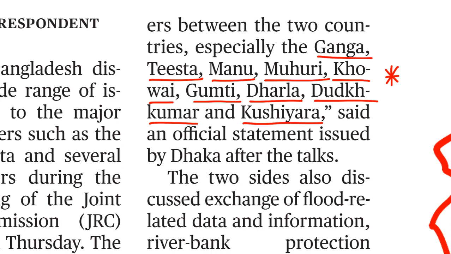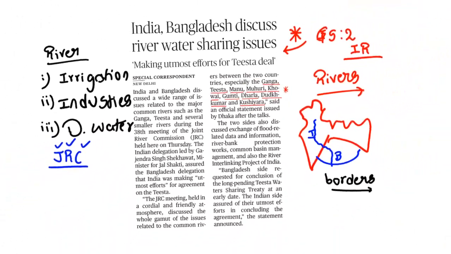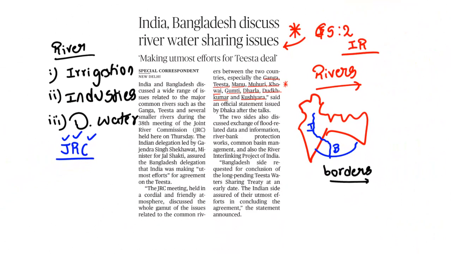So this article is very important, and the names of the rivers which are flowing from India to Bangladesh are very important. Clear? So this is the article about India and Bangladesh discussing river water sharing issues. Clear? So this is an important article.